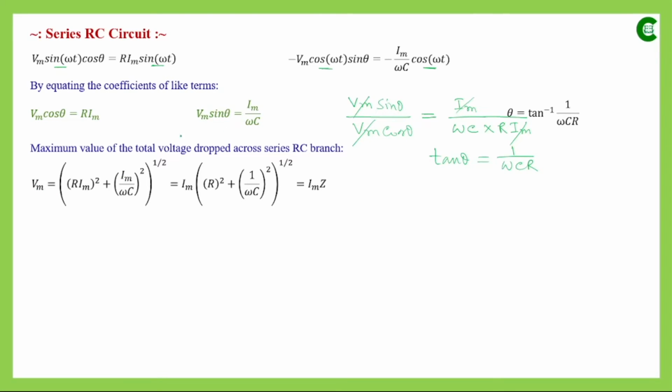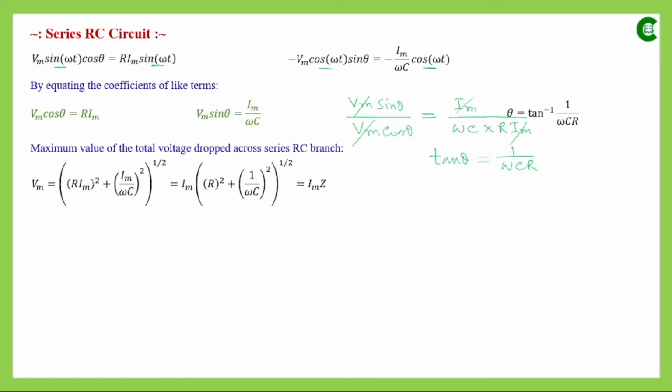So after adding them, on the left side of that equation we will have only Vm², and on the right side we will have (R Im)² plus (Im/ωC)², and we are adding these individual square values. To get the value of Vm, the peak voltage, we take the square root of the addition of those two square terms.